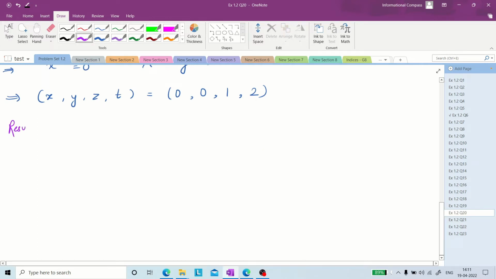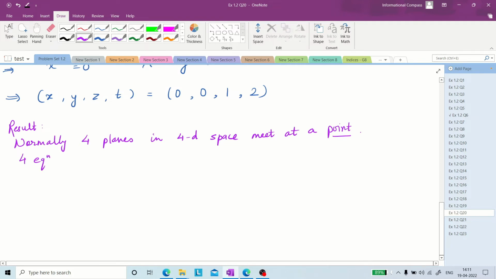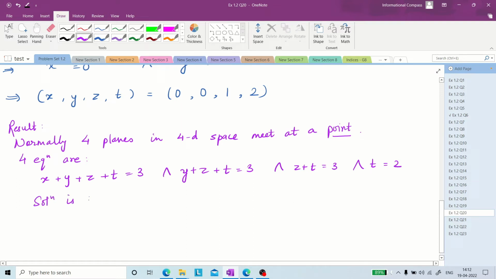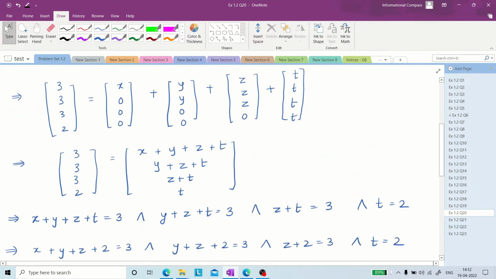What is going to be our result? I'll write it down stepwise. Normally, four planes in four-dimensional space meet at a point. That was the first statement. This is your blank. Then the four equations that we were solving are x plus y plus z plus t equal to 3. This was the very first. Next one was y plus z plus t equal to 3. The third one was z plus t equal to 3, intersection t equal to 2. So the solution for the above is x, y, z, t equals 0, 0, 1, 2. This is our answer. Okay, so this is our solution for question number 20.